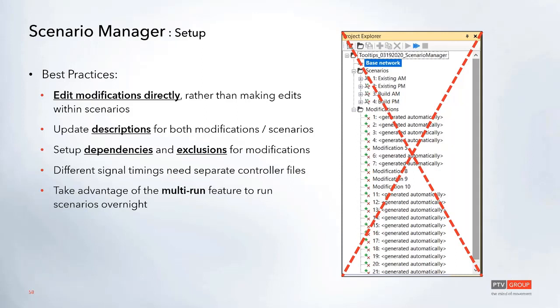And then also if you are adding different signal timing plans, so for example, maybe you have AM timing and PM timing, you will need to create separate controller files. So within the controller window, you'll just need to save that off as a separate file, maybe something like RBC1 AM and RBC2 PM. That way each of those can contain their own timings, and then each of those modifications would just grab and pull in those files individually.